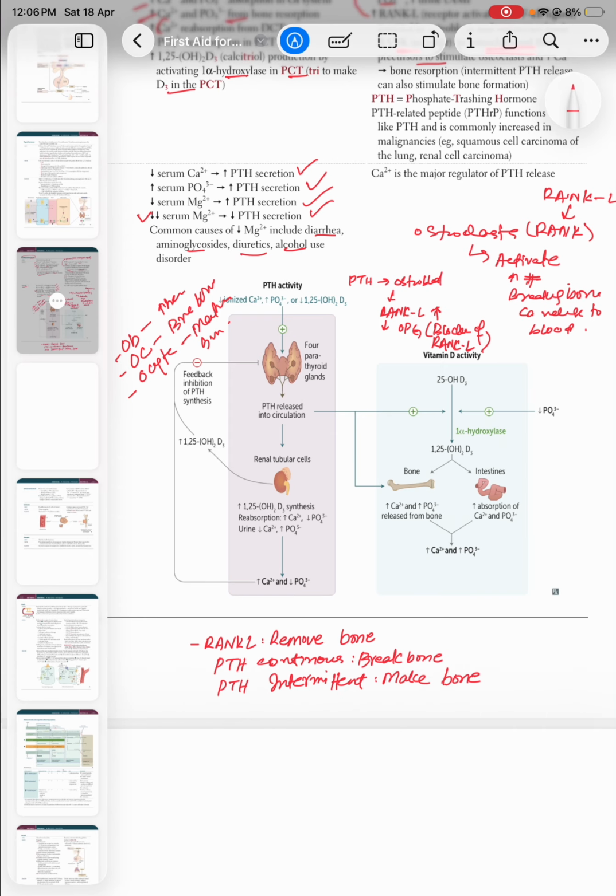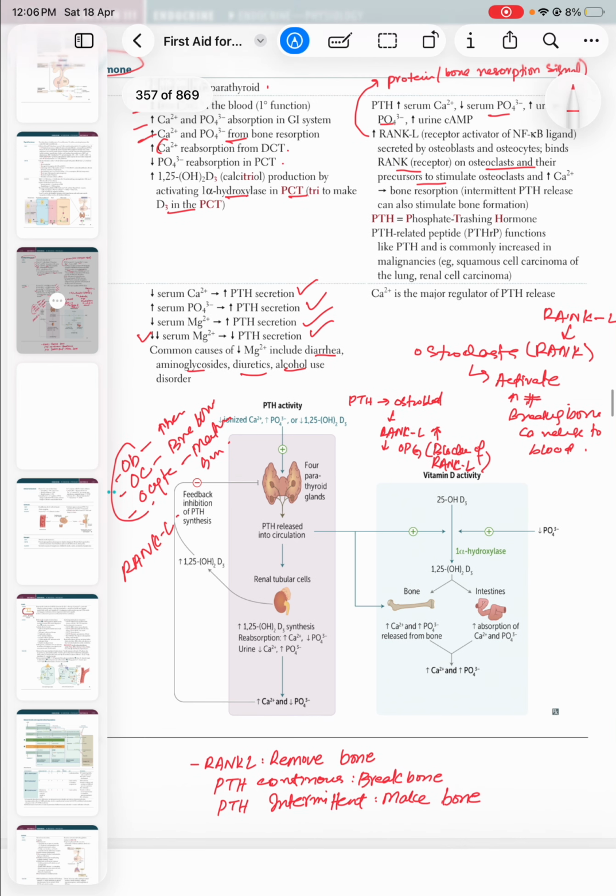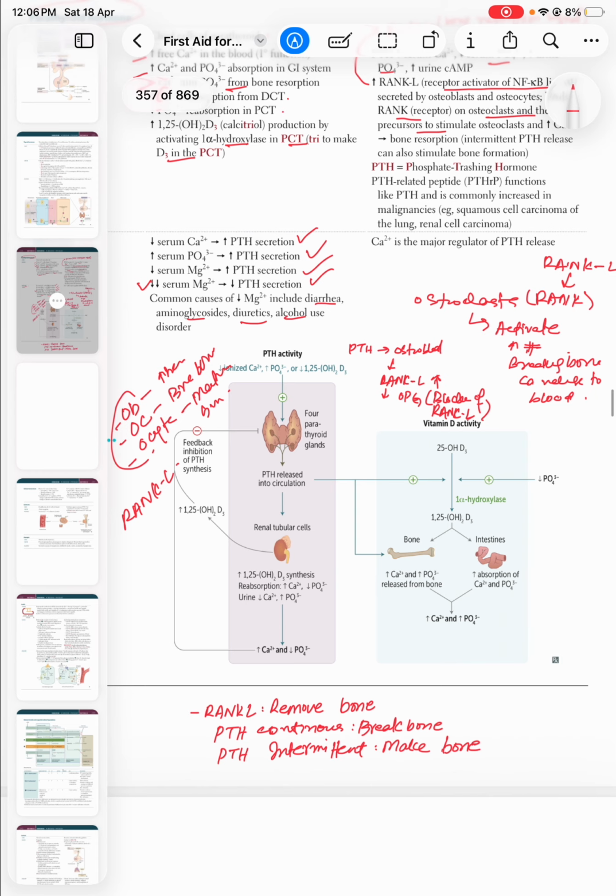Now the key signal for these three cells is RANKL, which is the protein itself, receptor activator of NF-kB ligand. So what it does, it is a protein and it is made by osteoblasts and osteocytes. Okay, it is not present in osteoclasts. It is present only in osteoblasts, which form bone, and osteocytes, which mature the bone. So it is present in these two cells.